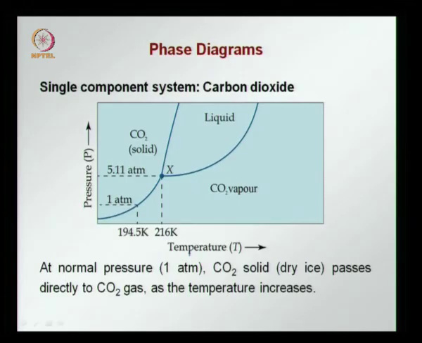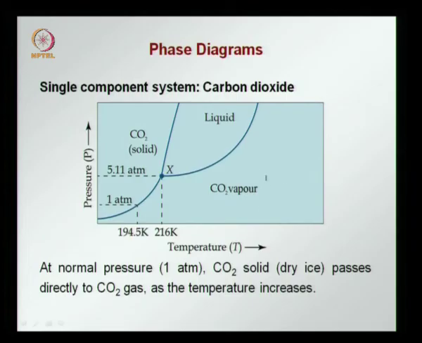Now again we have this phase diagram where we have pressure on the y axis, temperature on the x axis, all of it is CO2, carbon dioxide. This part is the solid carbon dioxide, where carbon dioxide can exist as a solid. This is the liquid region and this is the CO2 gaseous vapor region.